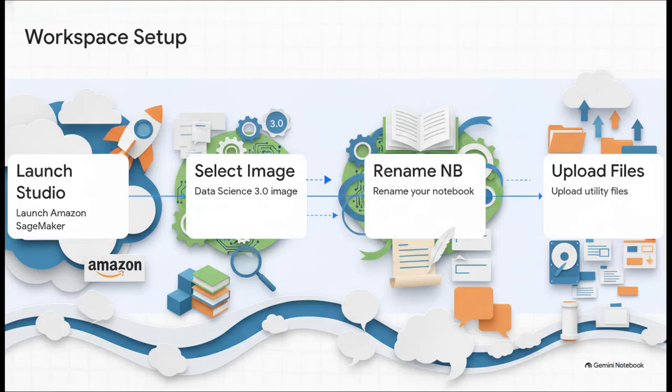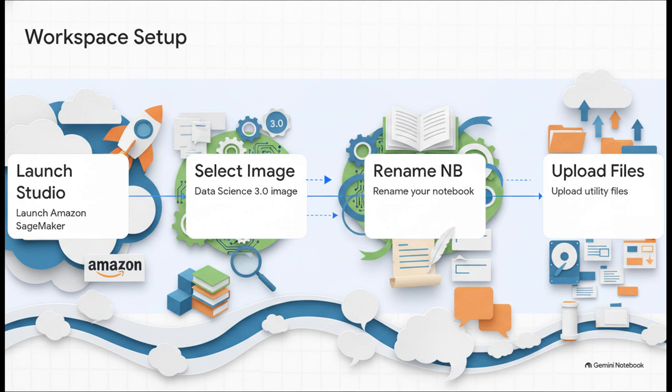Now, every great data journey needs a solid launchpad, and getting started here is, well, it's astonishingly straightforward. First, you just launch Amazon SageMaker Studio. Next, you select the Data Science 3.0 image running on Python 3. And honestly, the value of this single step really cannot be overstated. By bypassing all that complex back-end provisioning, data scientists can literally start experimenting in minutes rather than waiting weeks for IT approvals and infrastructure setups. It's a real game changer.